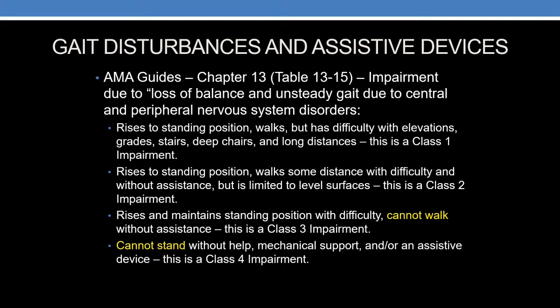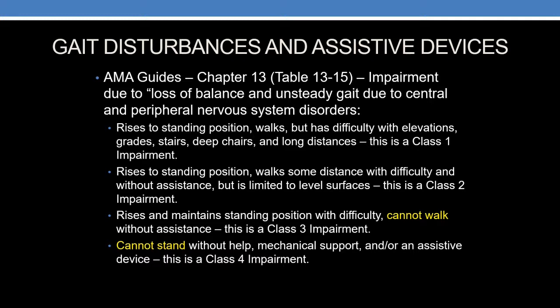Is there positive objective findings with a Class 1 impairment? Well, let's review it. It says they rise to a standing position, they walk, but they have difficulty with elevations, grades, stairs, deep chairs, and long distances. What positive objective findings are you going to see with a Class 1 impairment? Well, you're not going to really see any unless you go out to some grades, to some stairs, unless you do some long distances with the injured worker. And what are the chances of actually doing that?